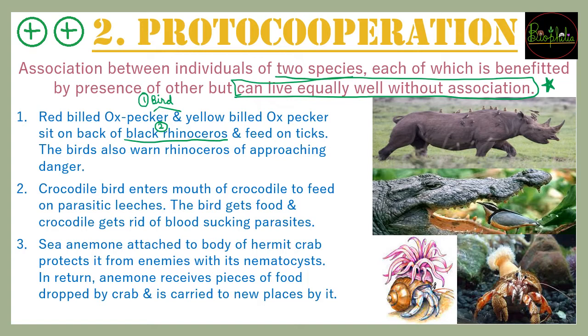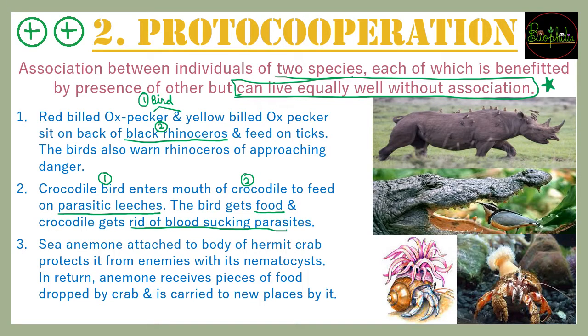The second example is between a crocodile bird and the crocodile itself. The crocodile bird goes inside the crocodile's mouth and eats the parasite leeches, so that the bird gets food and the crocodile gets rid of the blood-sucking parasites. So here both are getting benefit.